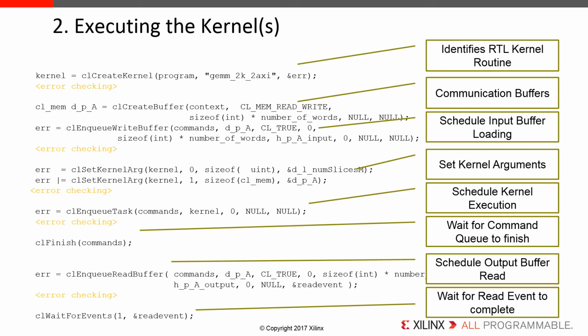The CL Enqueue task API is then used to enqueue the start of the kernel execution. Kernel execution will start as soon as all dependencies are met. This is most often transferring the input buffers associated via the use of CL set kernel arg.